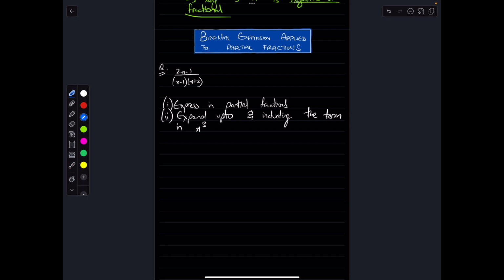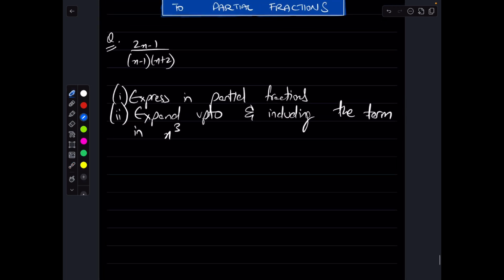So, for example, we have this. The first part would relate to partial fractions. The second part would relate to expansion, that is binomial. So, let's start with the first part. We're asked to express this in partial fraction.